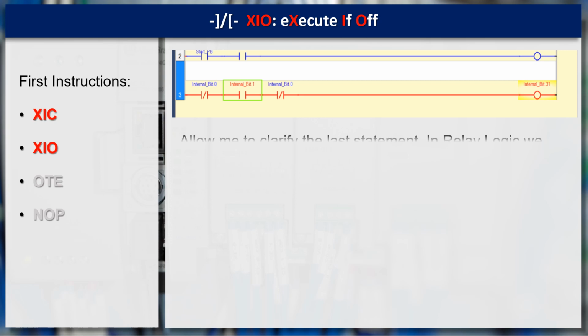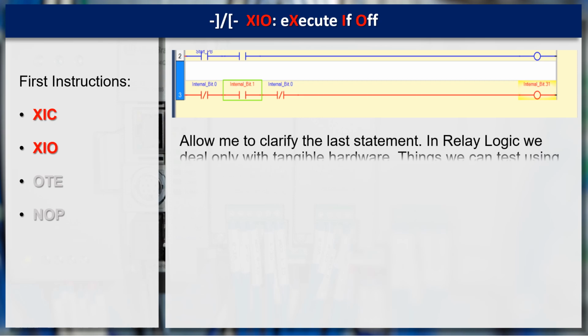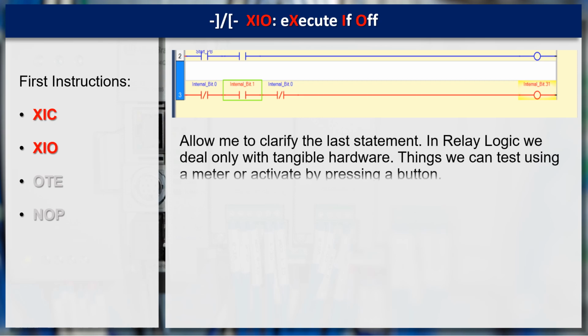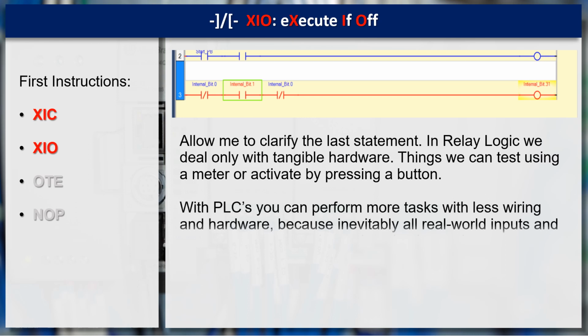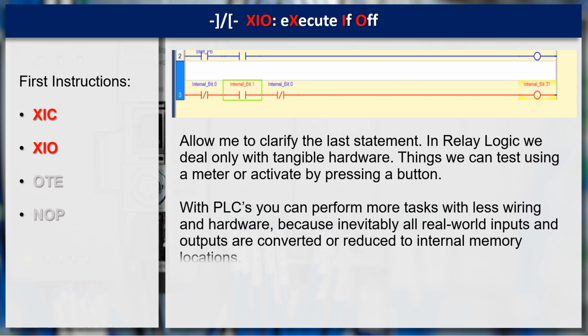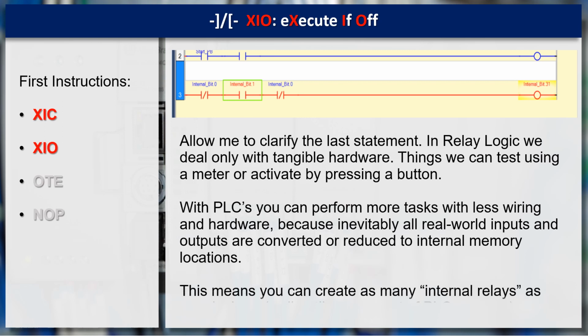Allow me to clarify the last statement. In relay logic, we deal only with tangible hardware, things that we can test using a meter or activate by pressing a button. With PLCs, you can perform more tasks with less wiring and hardware because inevitably, all real-world inputs and outputs are converted or reduced into internal memory locations. But this also means you can create as many internal relays as you desire. Well, until you run out of PLC memory.